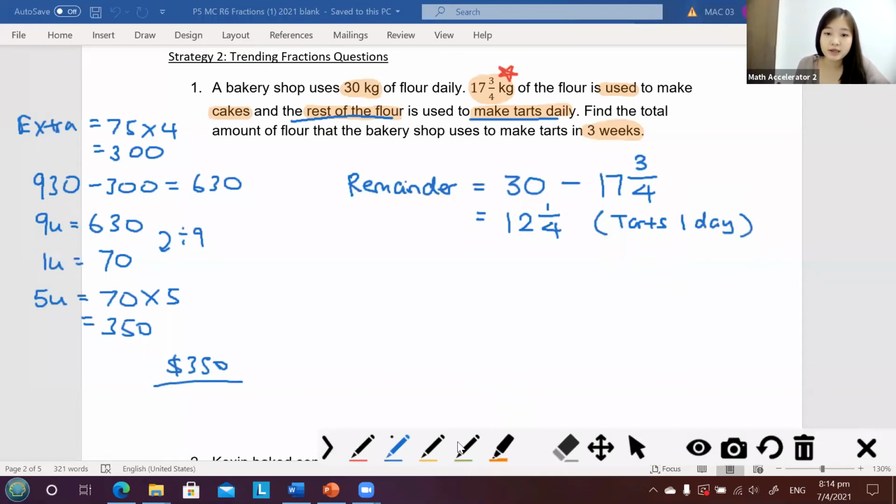How do I know it's 1 day? Because they said used to make tarts daily. This is 1 day. You must understand the question first. What are you finding? Some of you finish reading, then you stun, and you don't know what to do already. So this is daily, means 1 day. So they want the amount of flour used to make tarts in 3 weeks. Then what do you do next? Type in the chat. What do you suggest I do next to find the answer?